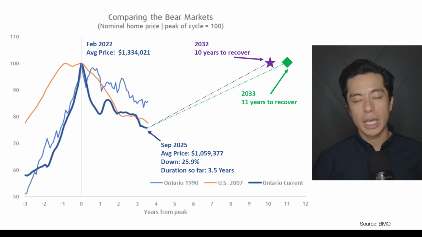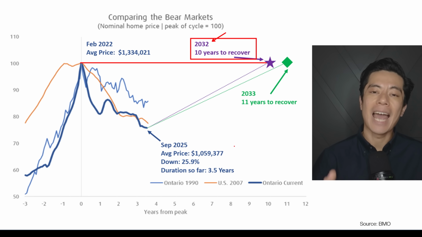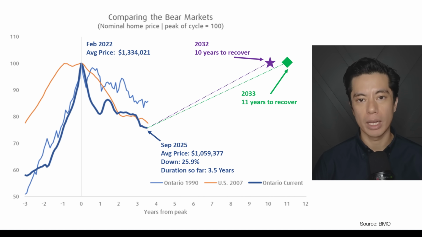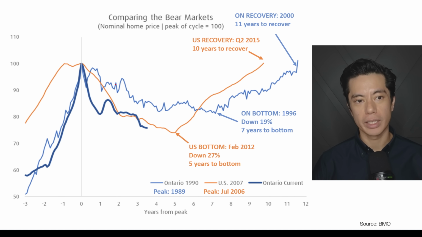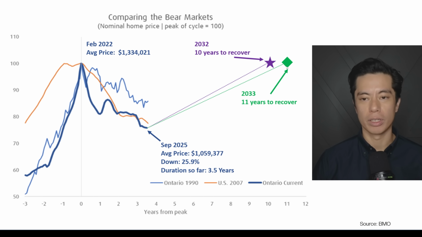Now, if I relay what happened in, say, the US, where it took 10 years to recover, it would take us to 2032 before we hit $1.3 million again as average price. If I use the Ontario one, which kind of chopped a little bit more sideways, so you can see over here, it was not as volatile, but it kind of chopped up and down, up and down. It took 11 years to recover, which is over here. If I make that rhyme in our current situation, it would take to 2033 for 11 years to recover.